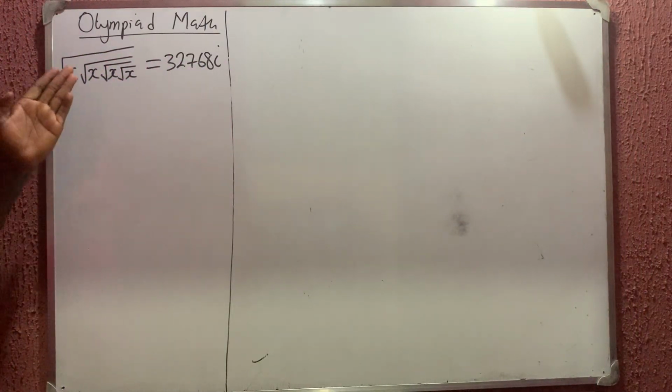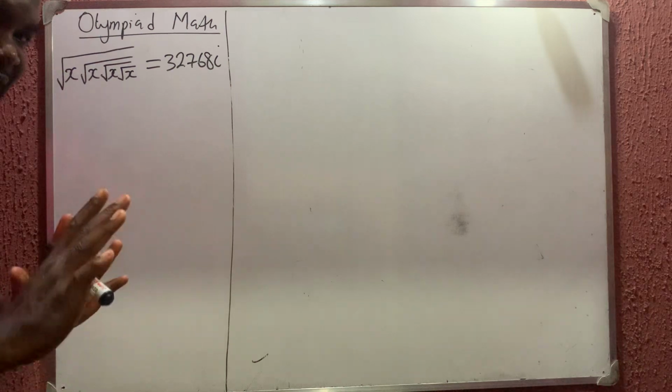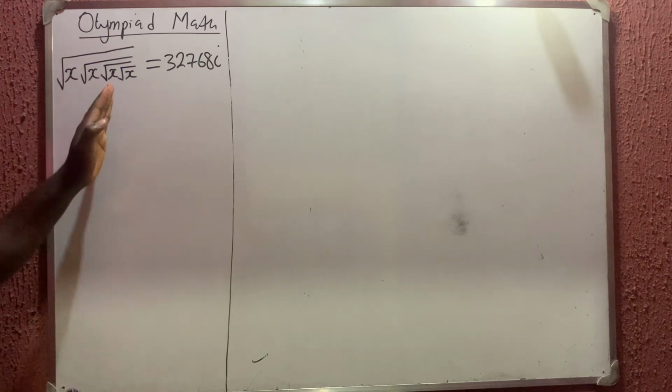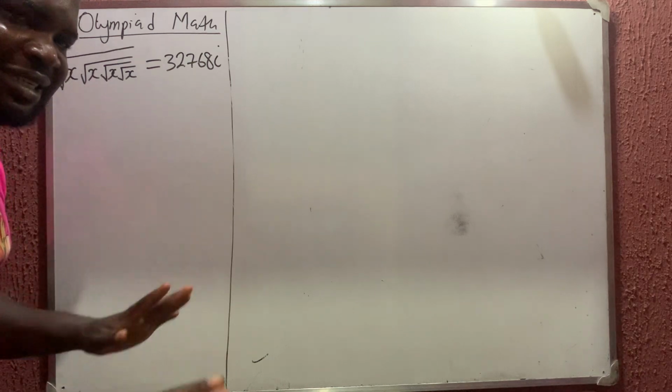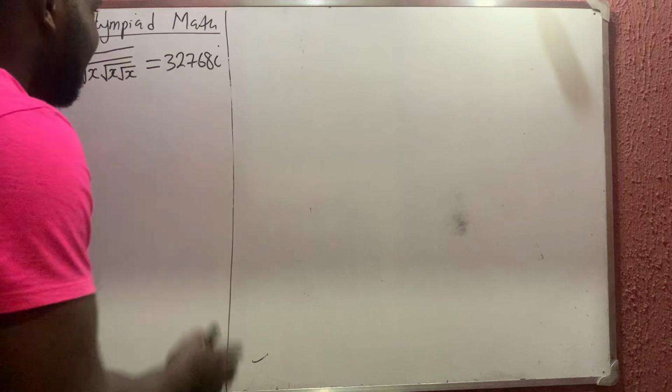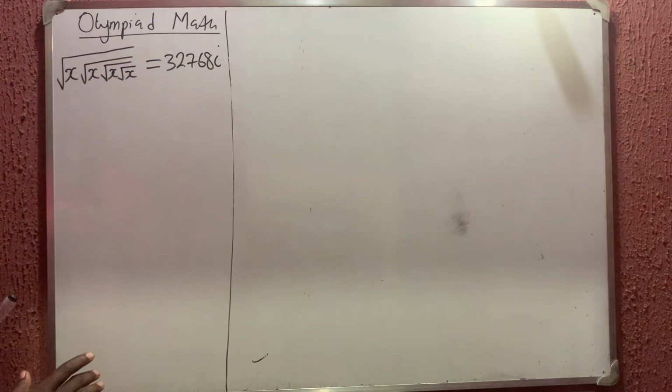Now let us quickly solve this math Olympiad problem. It's a very simple one, okay? So do not panic because of the square root. It's very simple. Like I told you, math is the easiest subject you can ever study, okay? Now look at this question. It's very simple.